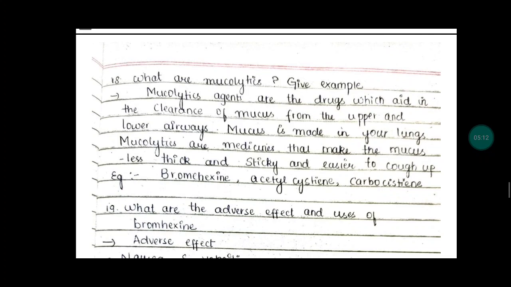Question number 18, what are mucolytics? Give example. Mucolytic agents are drugs which aid in the clearance of mucus from the upper and lower airways, where mucus is made in your lungs. Mucolytics are medicines that make the mucus less thick and sticky and easier to cough up. Examples: bromhexine, acetylcysteine and carbocisteine.